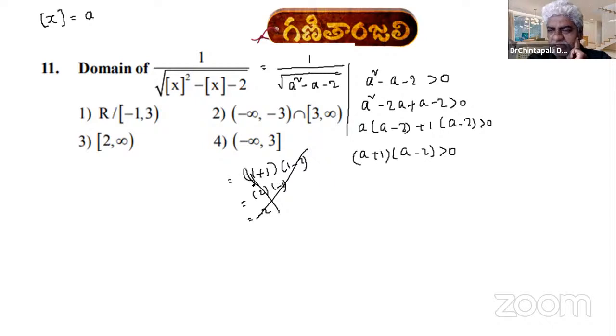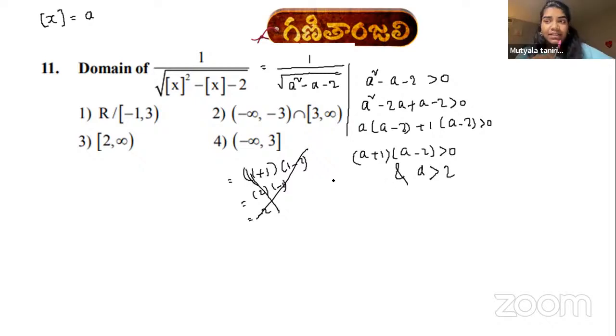Tell an example. Is it after 2 or less than 2? After 2 is 3, right? Check. 3 plus 1 times 3 minus 2. That's 4 times 1. That's 4, sir. Correct. So, a must be greater than 2. Very good. What about the next part?